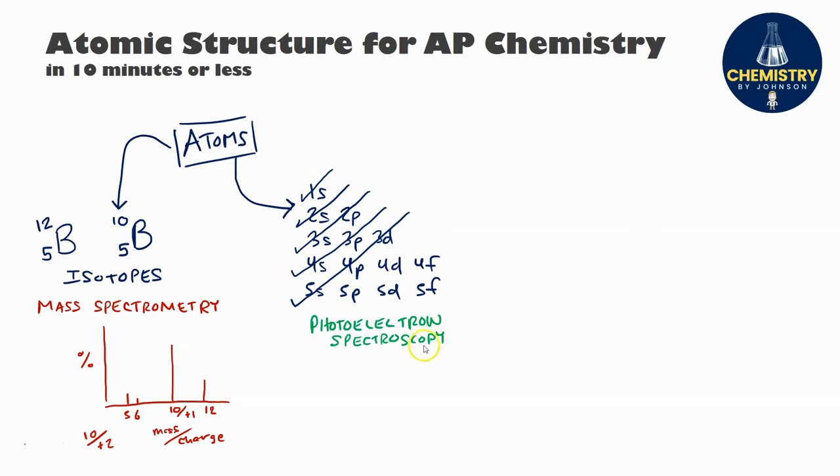We also have experimental evidence that these electron orbitals exist from something called photoelectron spectroscopy, or PES for short.